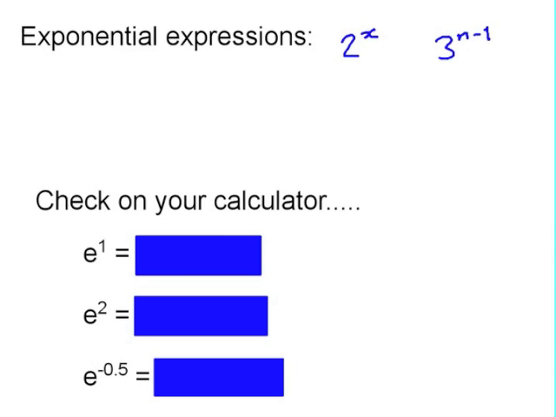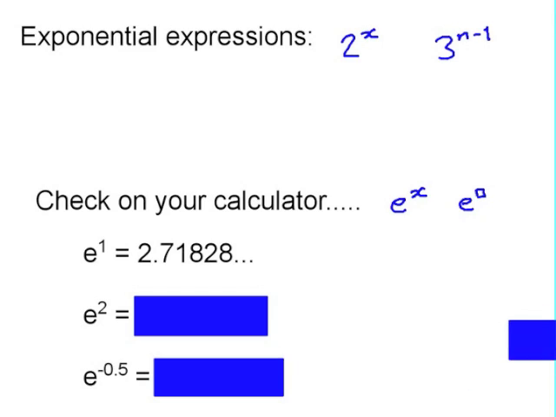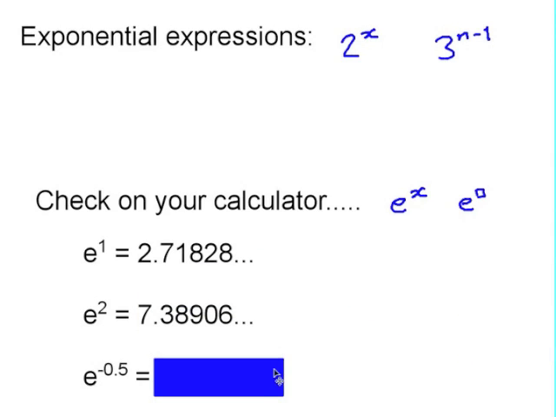So check on your calculator. Your calculator should have an e to the x button, or it might look like an e with a template box. Check on your calculator that e to the power of 1 is indeed 2.71828, and then also check to make sure that you're getting these values for e squared and e to the power of negative 0.5.